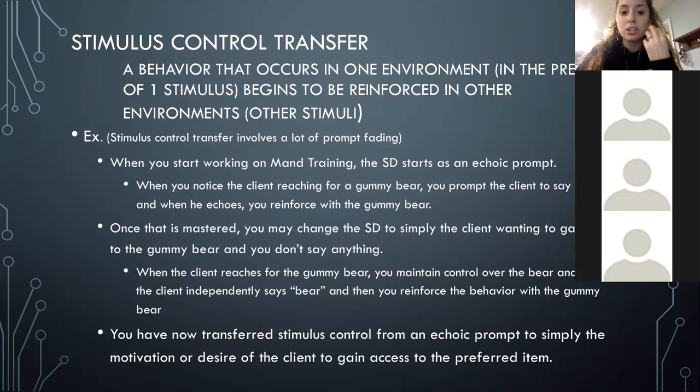So there's a lot of prompt fading, which we're going to talk about briefly in stimulus control transfer. So with that manding, we'll go from an echoic prompt to maybe asking, "What do you want?" To those motivations, or maybe he just wants a gummy bear and he's able to independently mand for a gummy bear, which is obviously what we want in the end.